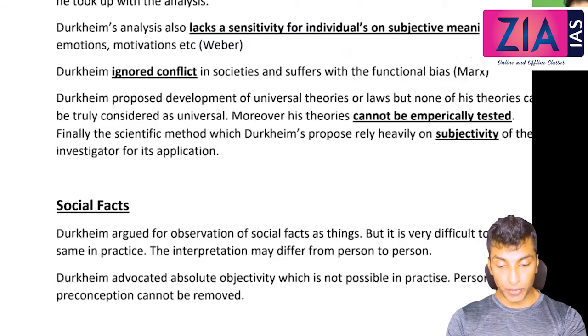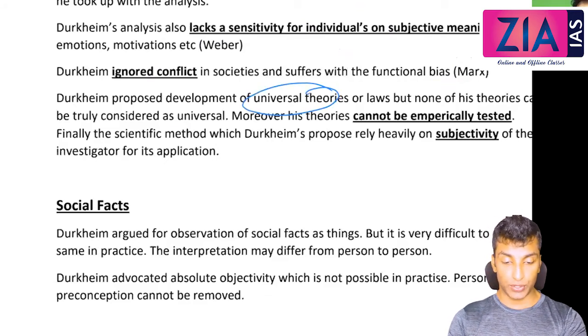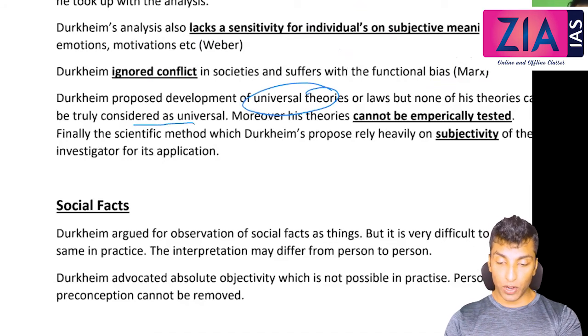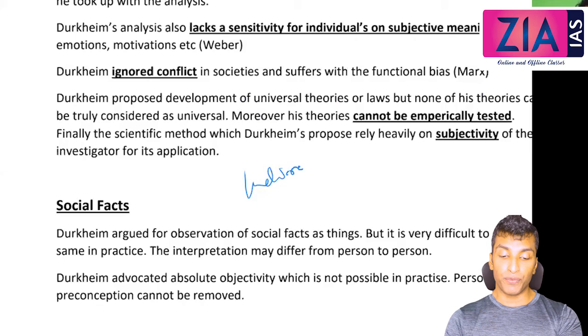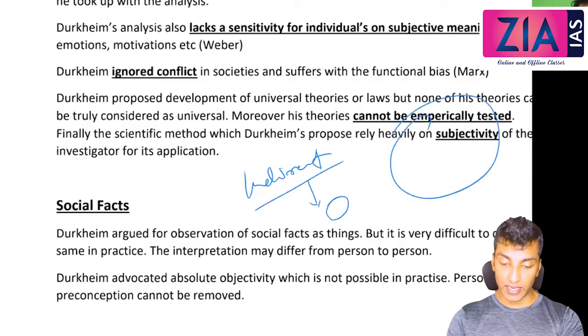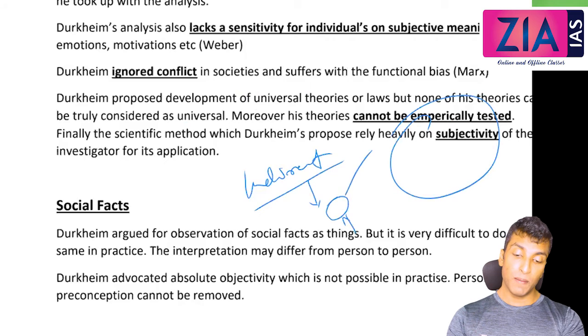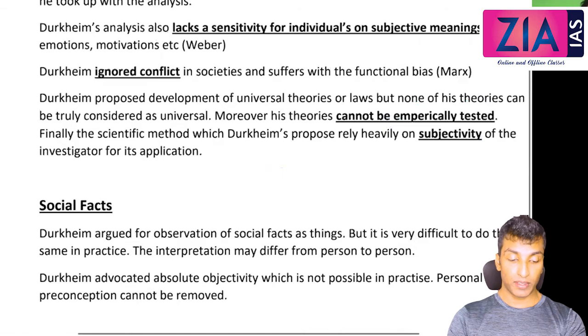Durkheim proposed a development of universal theories or laws, but none of his theories can be truly considered as universal. Moreover, his theories cannot be empirically tested. Finally, the scientific method which Durkheim proposed relies heavily on the subjectivity of the investigator. Even the indirect experiment that he talks about, which small religion you will choose, instead of selecting the bigger religion, you can select the small religion and study this. But which one you choose is with respect to the investigator only. So there are problems of subjectivity.